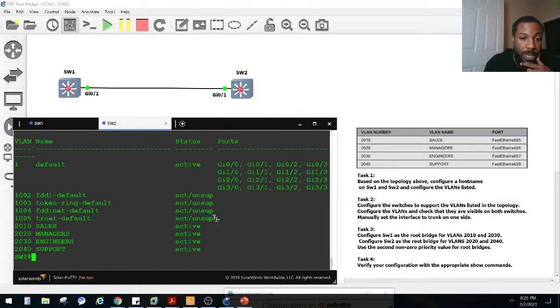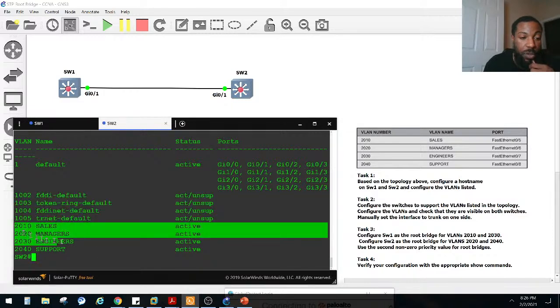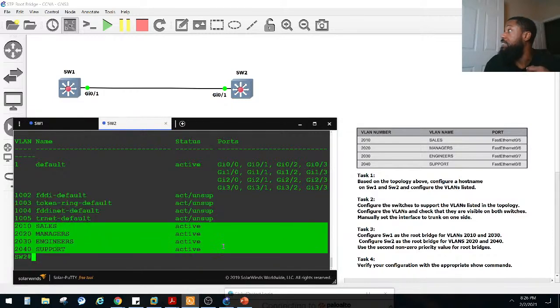These are the ones that I was talking about that are built in. You can't do anything with them. 1002, my bad. So 1002 through 1005, right? These are the ones we just created. So these are pretty much extended VLANs, as Daniel was mentioning. Extended VLANs are enabled in VTP transparent mode.